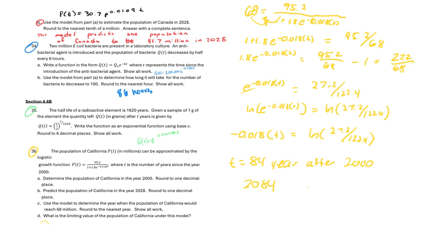What is the limiting value of the population of California under this model? We can read that directly off the function: 95.2. Now if we graph it, we'll see that it has an asymptote at 95.2.